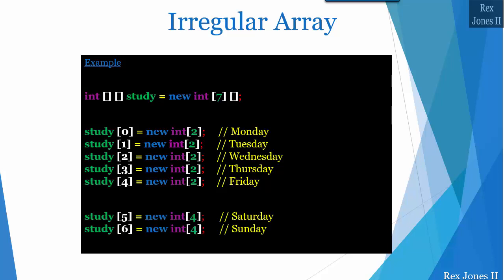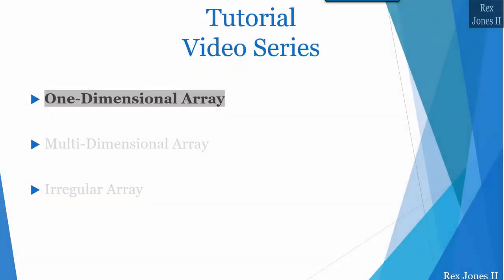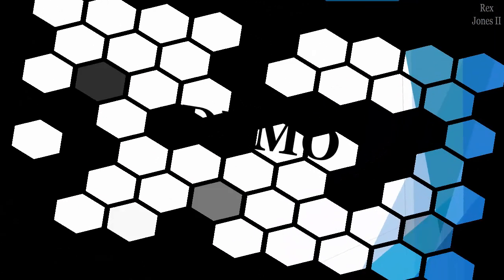For Saturday and Sunday, we can study 4 times a day. Therefore, we write study 5 and study 6 with a length of 4. 4 represents the number of times we can study on the weekend. That's it for an introduction to arrays. Now, let's get into the demo with one-dimensional arrays.